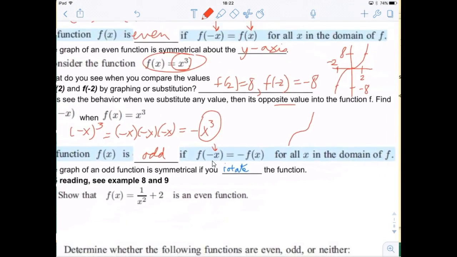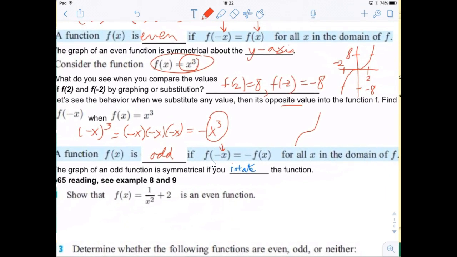Let's see how that works. When you put in the negative values, you end up getting values that look like the right side, but they go down instead of up in this case, right? But what if you rotate the blue part? If you rotate the blue part, then you see that you're going to end up being on top of the red part, right? So by rotating the function, you can see that they are indeed symmetrical.